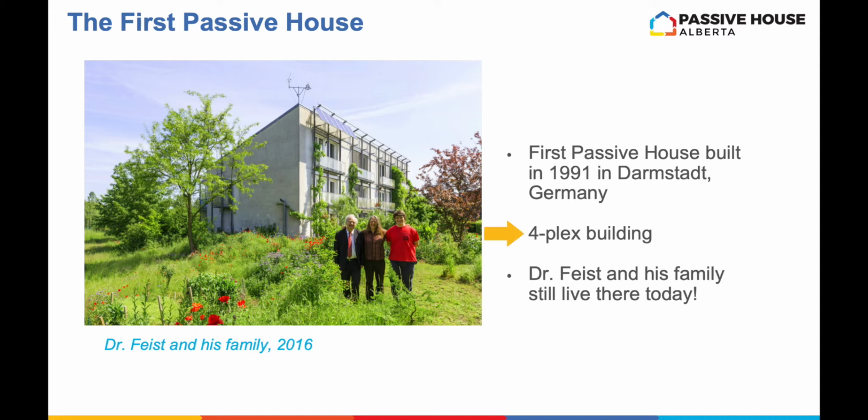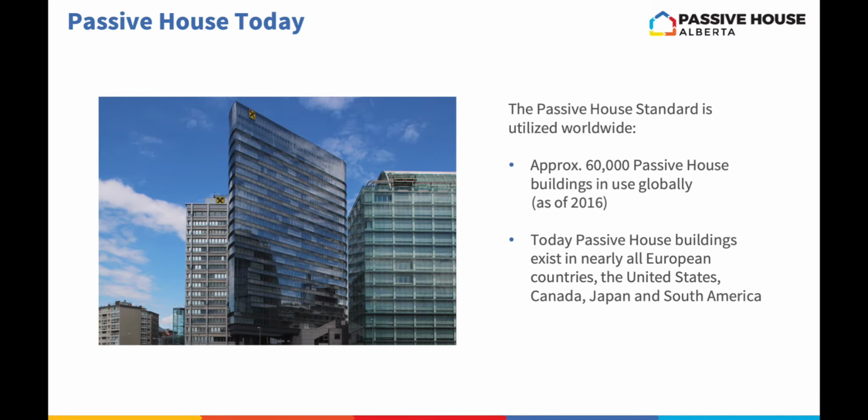It was a fourplex, and Dr. Feist actually still lives in one of the units of that same fourplex today. So obviously it's a comfortable house if he hasn't moved anywhere else in 25 years plus. Passive House today is now a worldwide standard. There's approximately 60,000 passive houses. That's about 2 years ago.